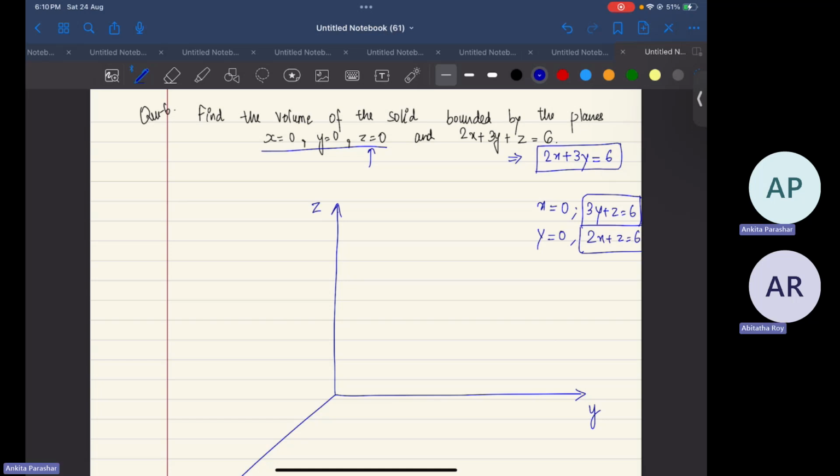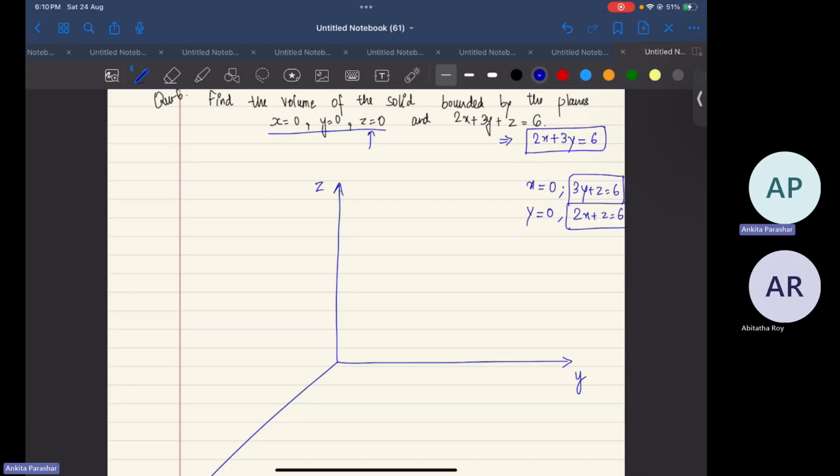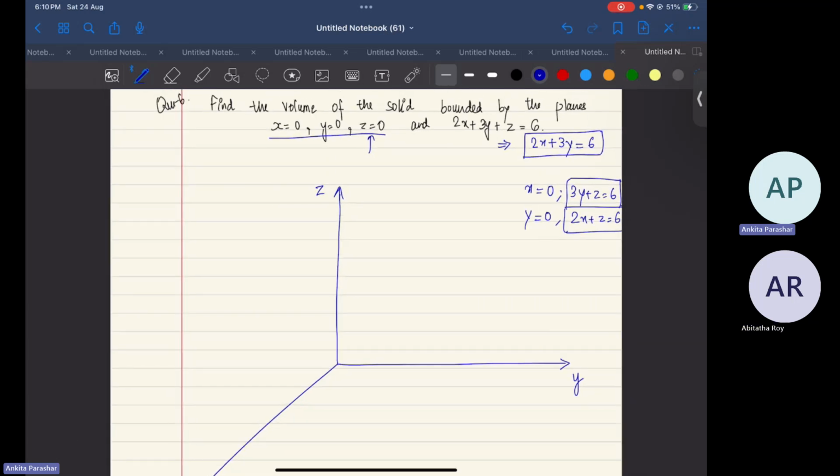I think it should be a tetrahedron because there are three lines. It should be a tetrahedron. Let's draw in the YZ plane, x equal to 0, this line. Can you tell me the coordinates from where it will pass? Some information you have to give.